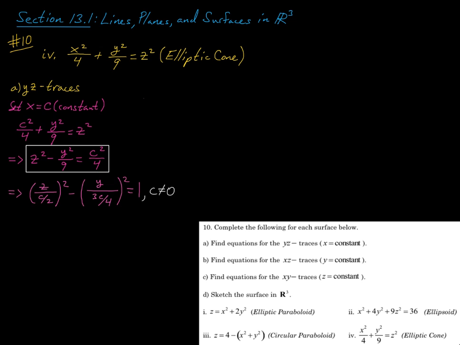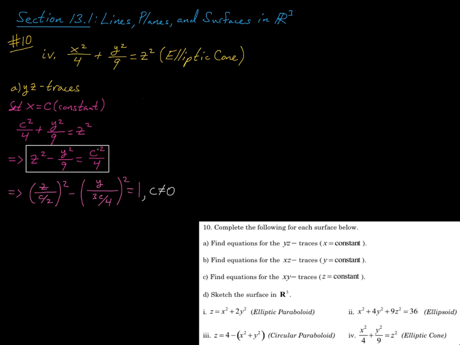All right, so we can start out by looking at the y-z traces, where you set x equal to a constant. We get the equation c squared over 4 plus y squared over 9 is equal to z squared. So if you subtract y squared over 9 from both sides and rearrange, we get z squared minus y squared over 9 is equal to c squared over 4. And notice here, this expression on the left, because of this difference, can actually take on positive and negative values. So I'm not placing a restriction on c like I've done with some of these other examples.